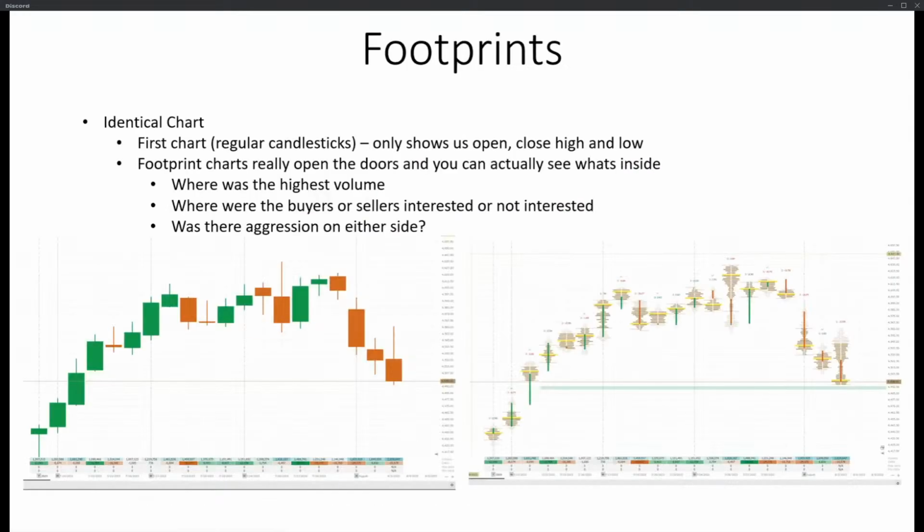So if you look at this chart, it's an identical chart. One is candlesticks and the other one is footprints. When you look at this chart, how would you know where you want to buy here? On the left side, if you're just looking at candlesticks, no other indicators or anything, how would you know where to buy?